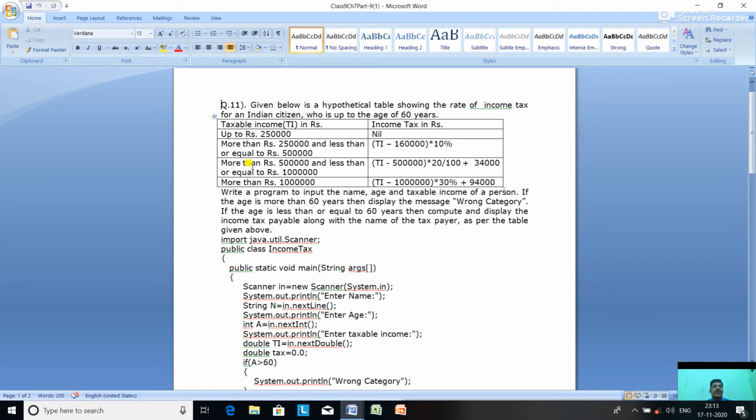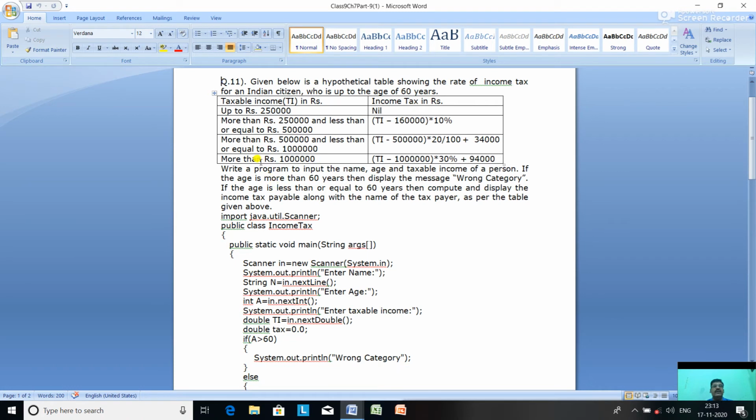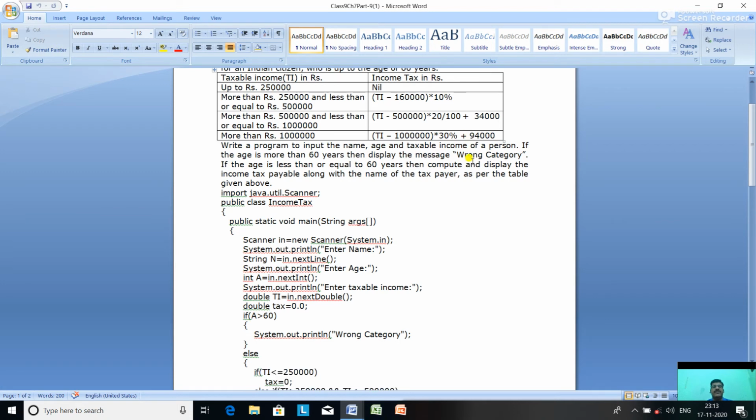Next one, if the taxable income is more than rupees 5 lakh and less than or equal to rupees 10 lakh, then income tax is taxable income minus 5 lakh, 10%, plus 34,000. And if the yearly income is more than 10 lakhs, then taxable income minus 10 lakhs, 30%, and plus 94,000.